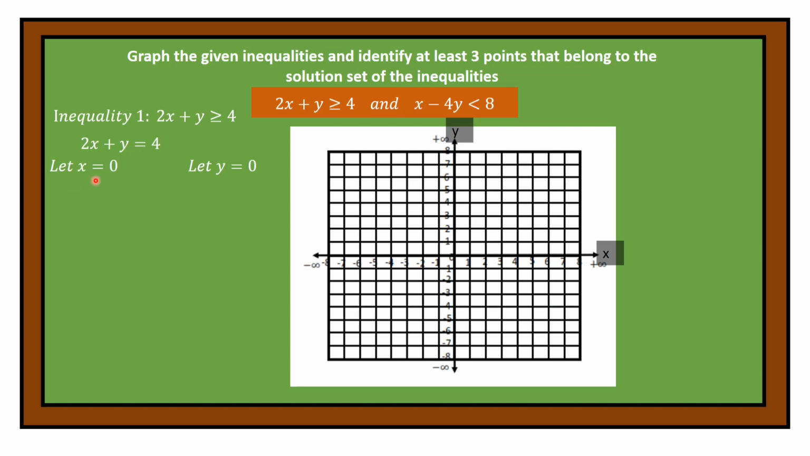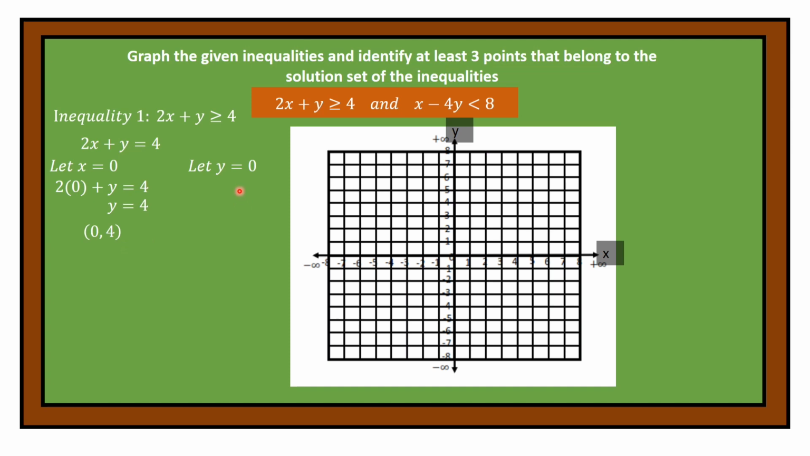Okay, so i-let natin ang x be equal to 0. So, sa ating linear equation, papalitan natin ang x ng 0. So, we have here 2 times 0 plus y is equal to 4. So, we now have here y equals 4. So, ang ating first ordered pair ay 0, 4.